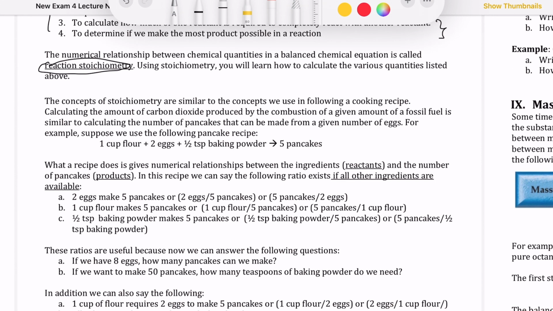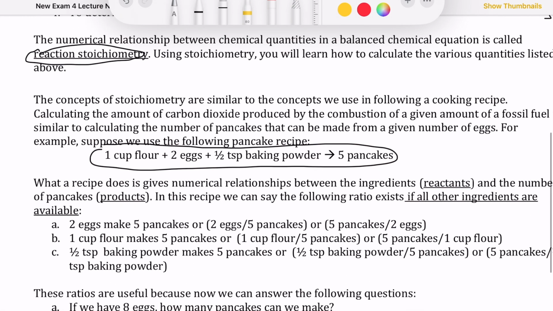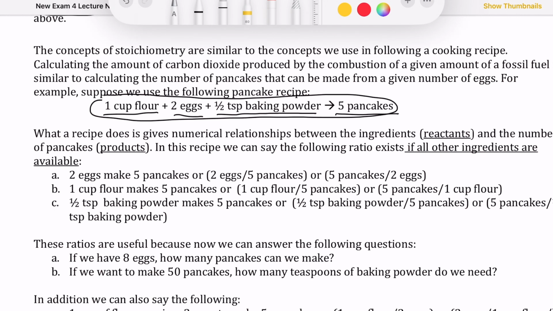Now, the concept itself is actually not difficult because it's very much related to how we do things when we're trying to cook or bake, or prepare anything in the kitchen, or even if you're trying to make drinks, for example cocktails, or anything else where you require some kind of mixing of different components, right? The analogy I gave here is a baking analogy, where I say to make 5 pancakes, I'm going to need 1 cup of flour, 2 eggs, and half a teaspoon of baking powder. Okay, so that's my recipe.